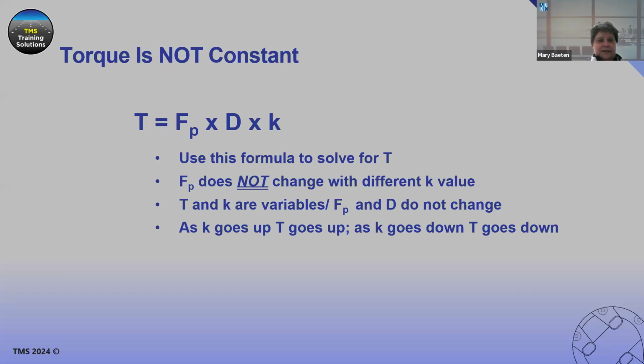The force does not change, the clamp load does not change within that particular bolt set. So if we have a 3/8 inch F593C bolt, we know what the force is at that bolt. So the torque and the K are variables. The force and the diameter do not change. As the K value goes up, the torque goes up, to achieve the same clamp load. Likewise, if the K value goes down, the torque needs to go down to limit that same clamp load in that bolt.